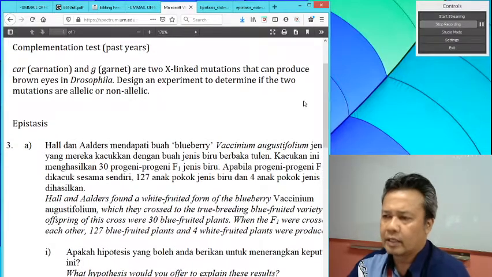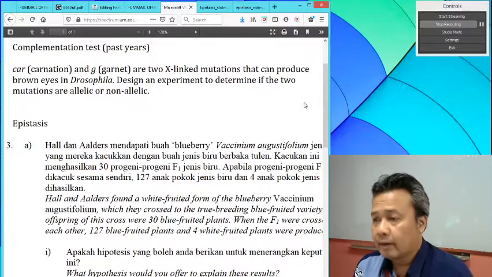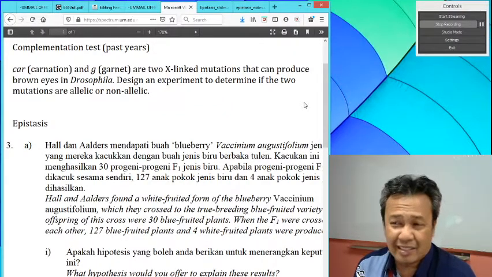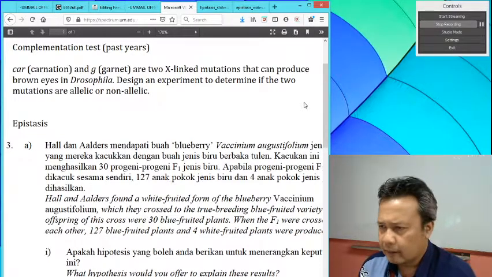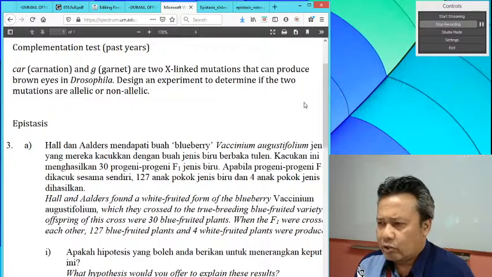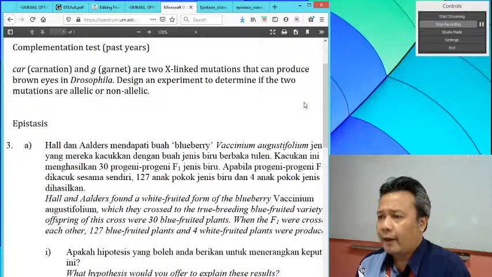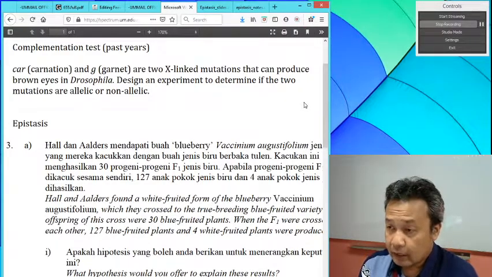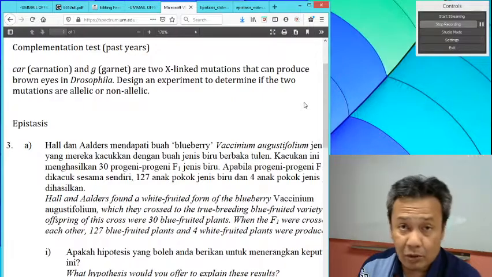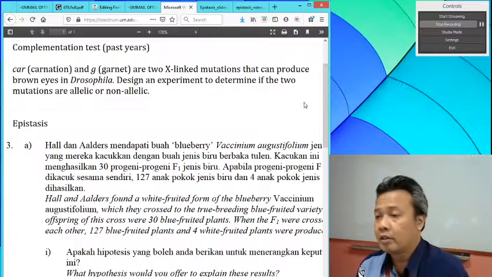It says carnation and garnet are two X-linked mutations that can produce brown eyes in Drosophila. Design an experiment to determine if the two mutations are allelic. This is the complementation test. Basically, what experiment you want to do is to try to get heterozygotes. You do crosses, and then these double heterozygotes can either be in coupling or in repulsion. Remember whether it's cis or trans configuration.